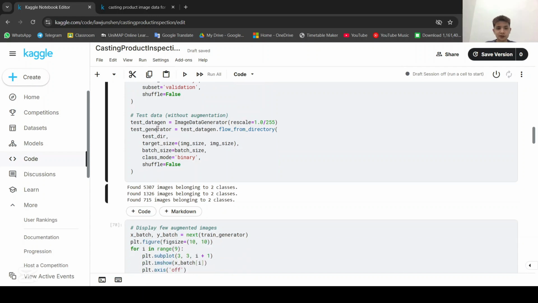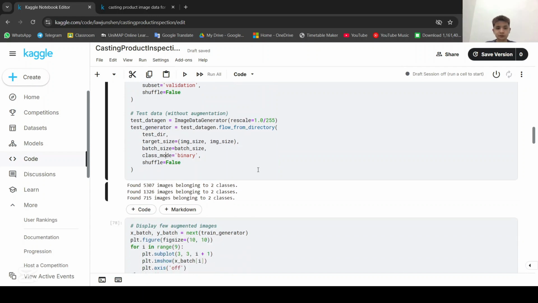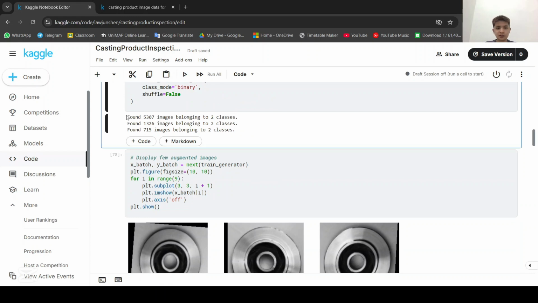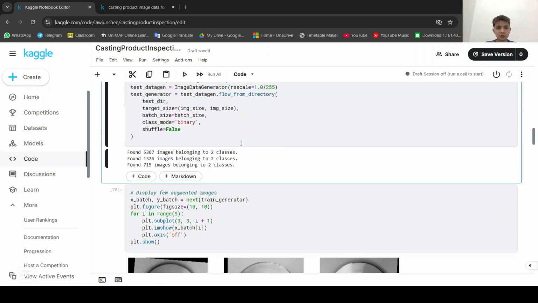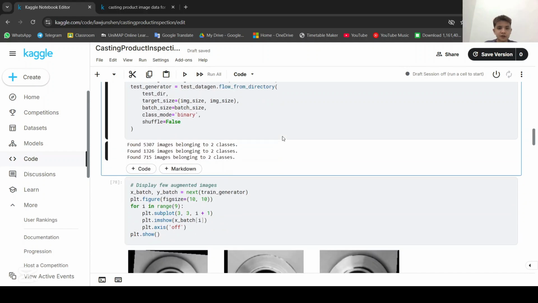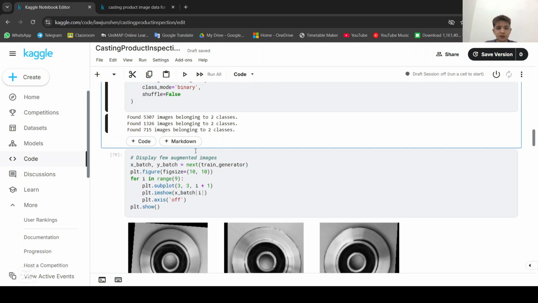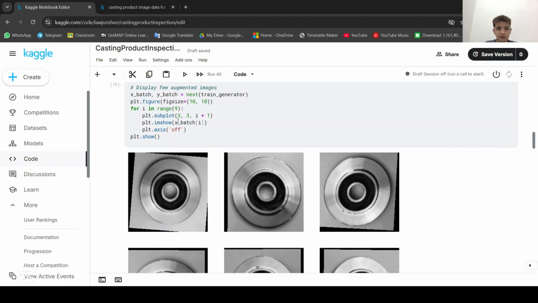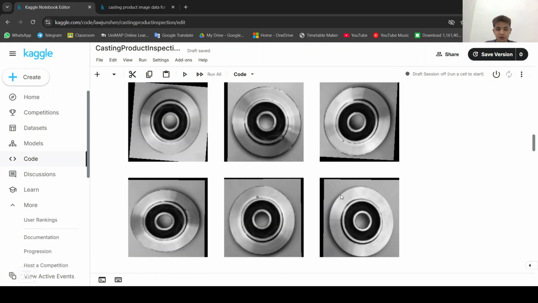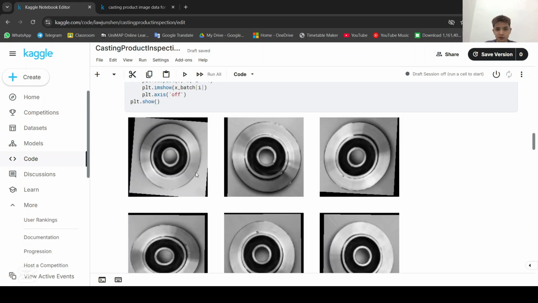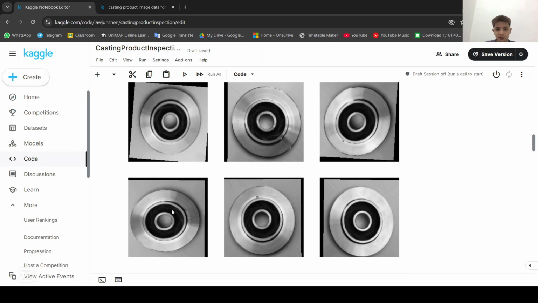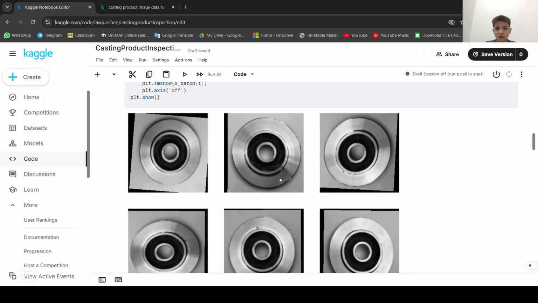Also for the test data, you can see this is the output message from each of the training set and test set. After we set all the important datasets, the train set, validation set, and test set, we verified a few of the augmented images. From here you can see some of the images were rotated, some were flipped, and also zoomed.